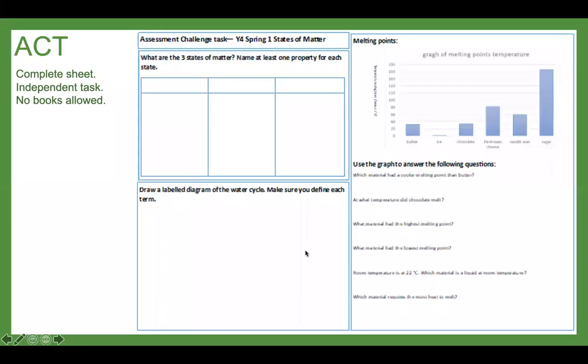Once you've finished your quiz, you're going to do your assessment challenge task, which is in your Purple Mash. You need to download the worksheet. First of all, write down what the three states of matter are. Then name at least one property for each state. We know the states of matter, I'm not going to tell you. Then write down one property. After you've done that, you're going to draw a labeled diagram of the water cycle and make sure you define each term.